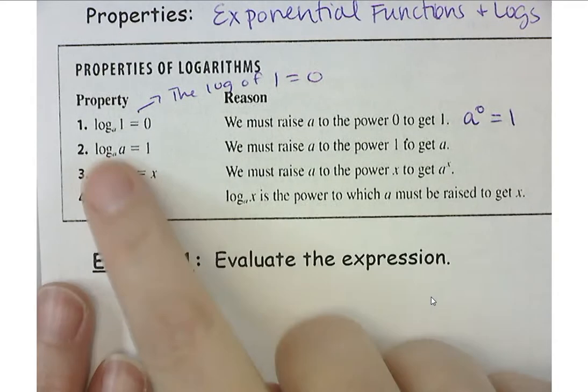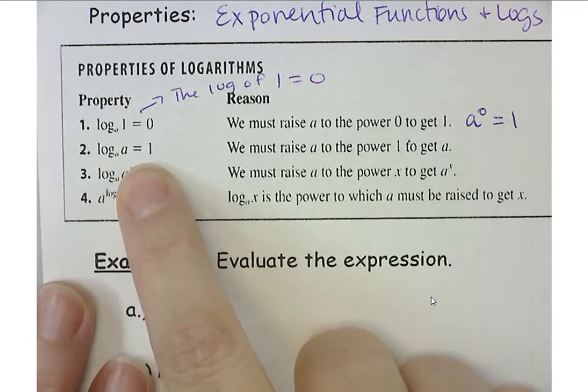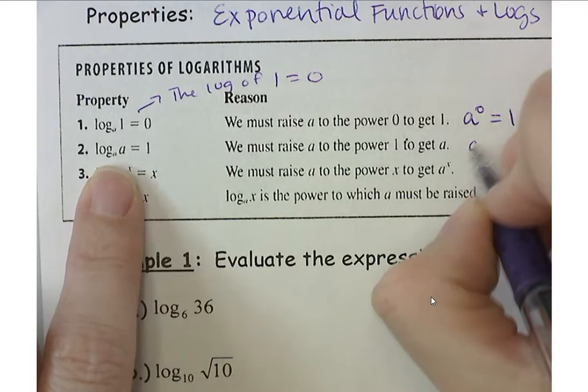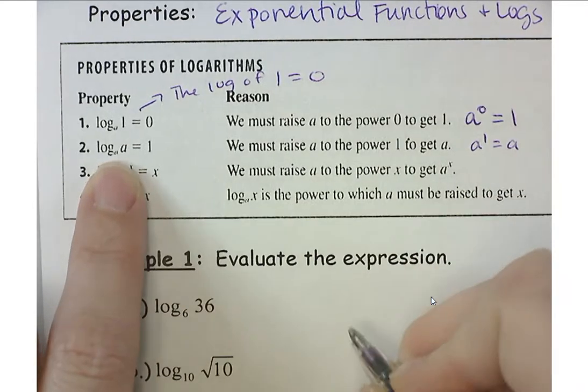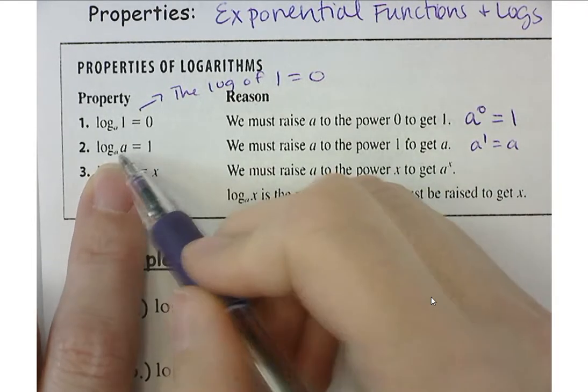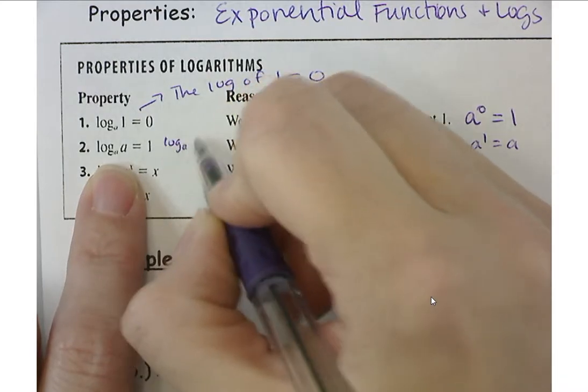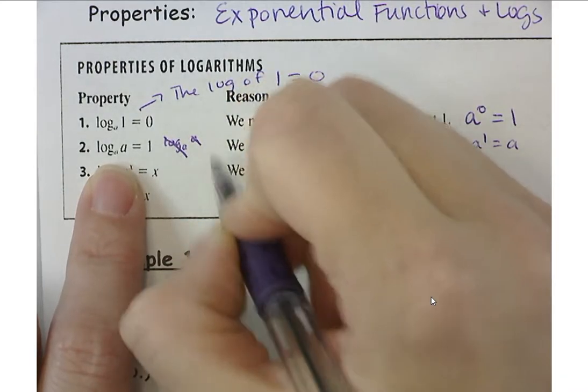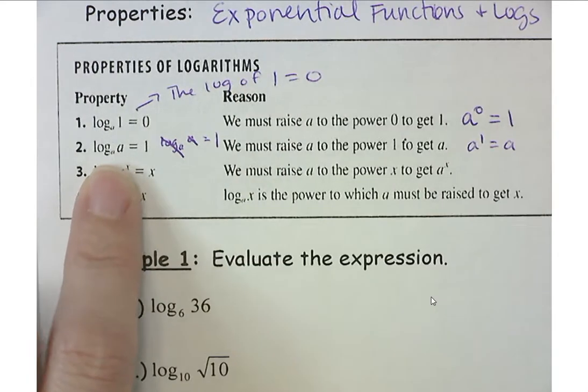If I have log base a of a equals 1, well, yeah, a to the first power equals a. That makes sense, right? You can also think of this as when you had the log base a of a, those would cancel out and you'd be left with 1.